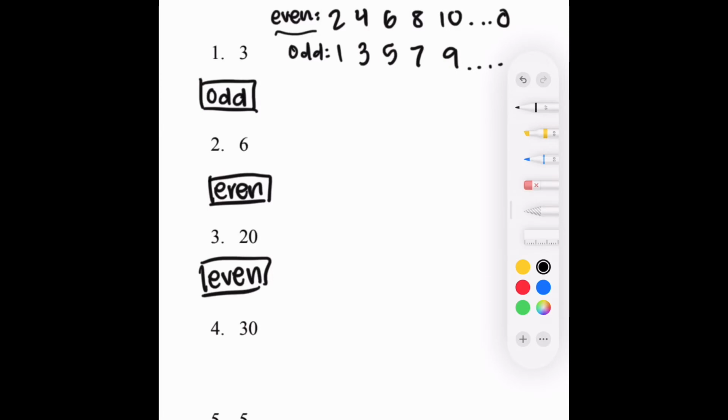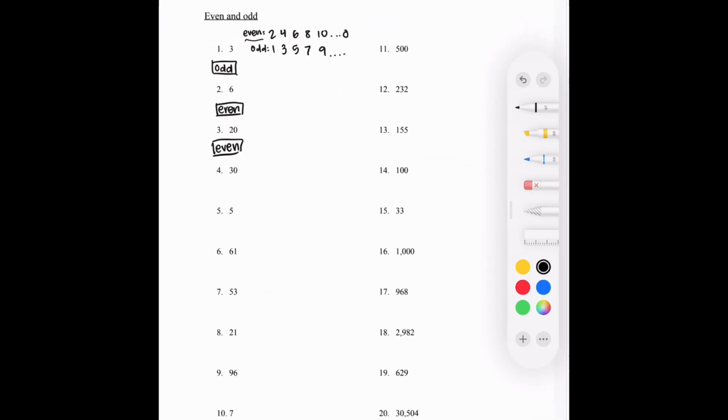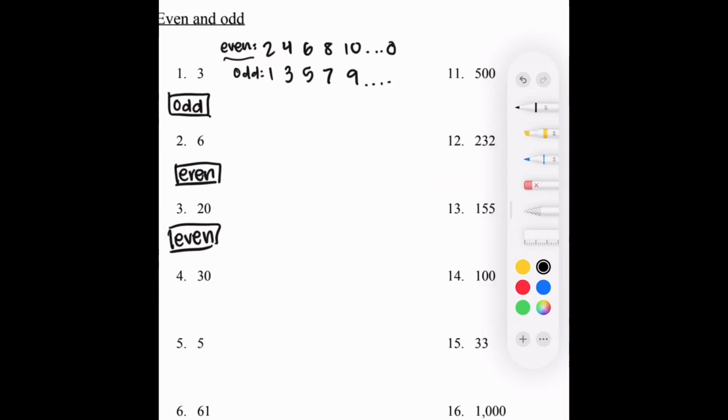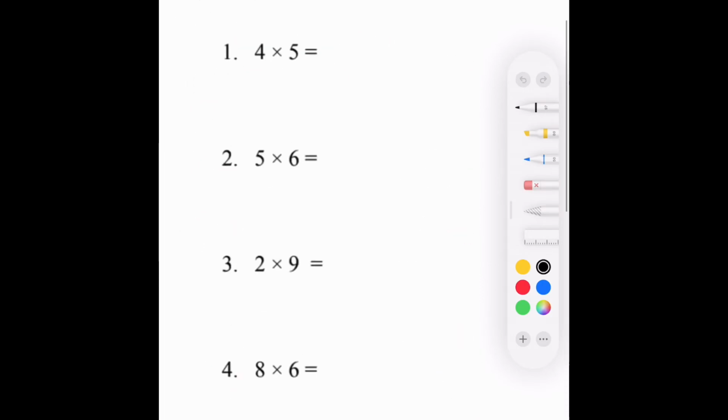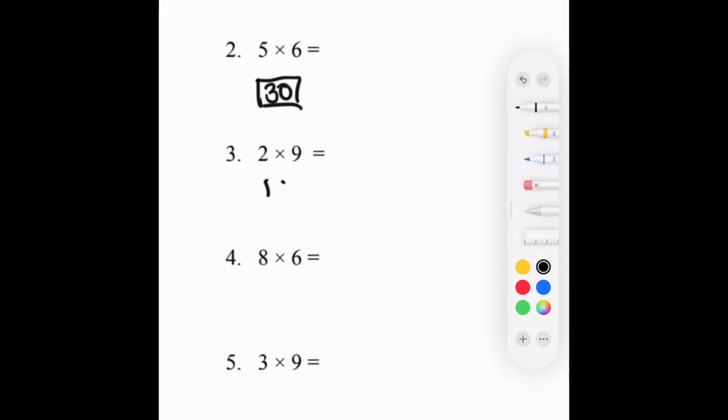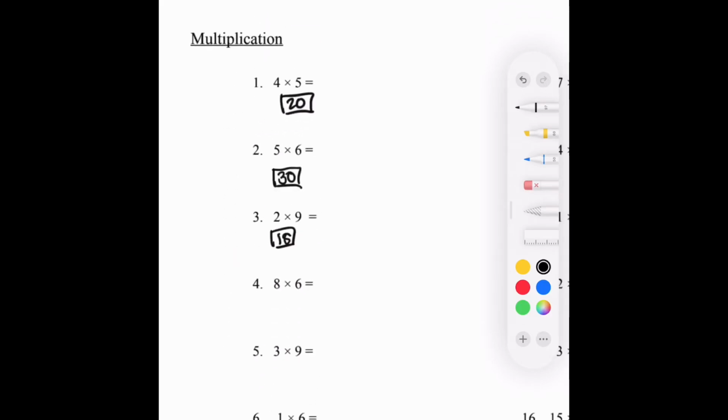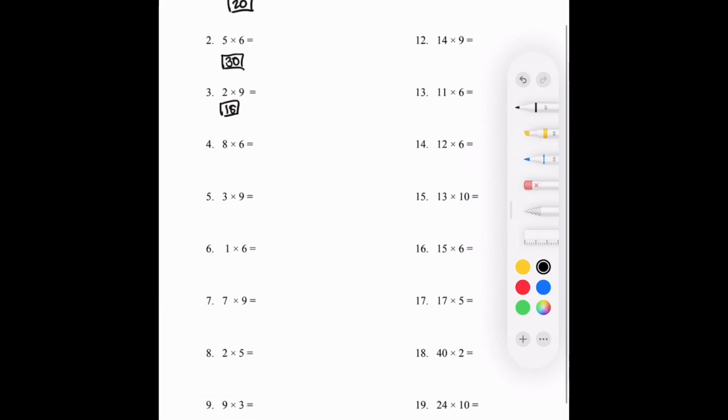And you can just do this for the rest of the problems. All you have to do is look at the last number, or the number that is way to the right, and figure out if it is even or odd. Okay, so here we have multiplication. So 5 times 4 would be 20. 5 times 6 would be 30. 9 times 2 would be 18. And you would just do that for the rest.